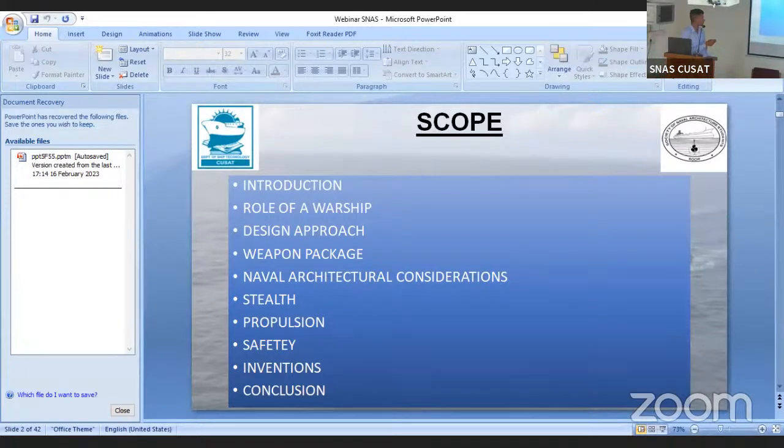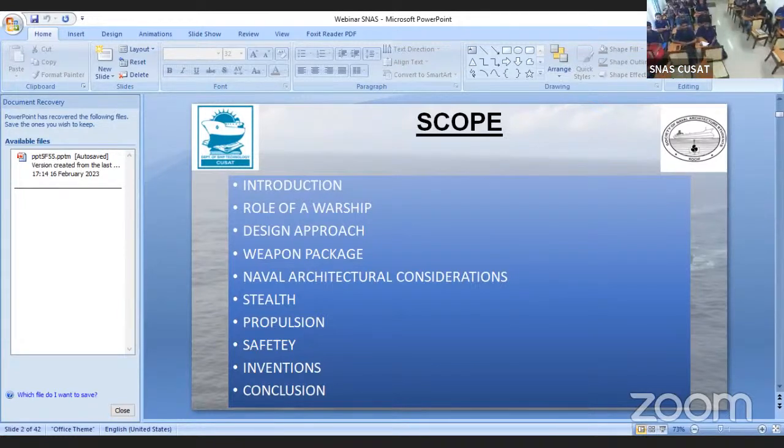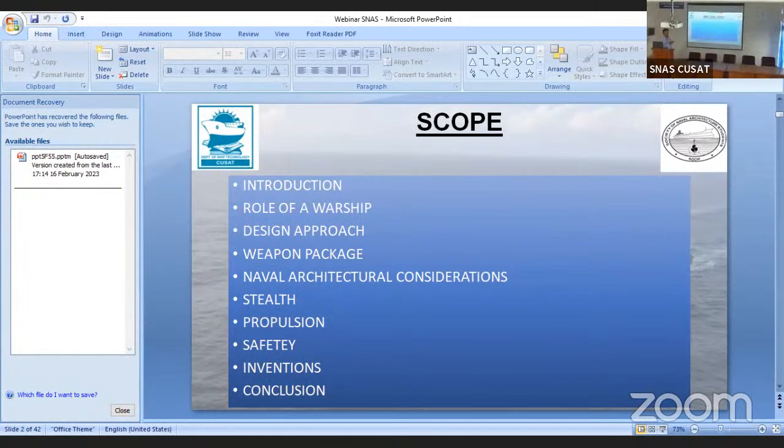So again, why this topic? Because the weapons package or the payload of the warship is never fixed. It is completely different. It varies with the mission profile. No two warships in the world, even sister ships, can have the same weapon package. So the payload is completely different for each ship. That's why designing each vessel is a huge task in itself.